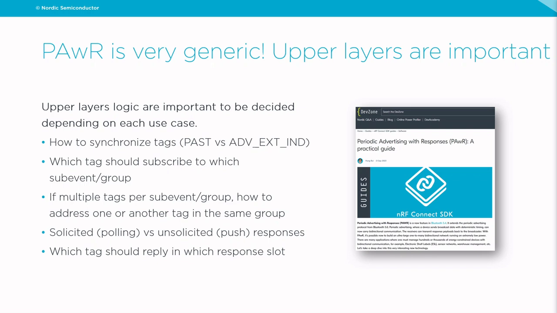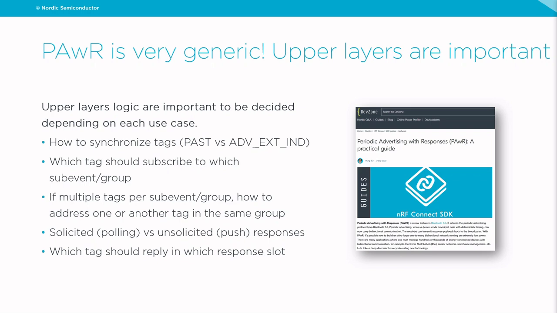You need to decide which tag should subscribe to which sub-event. You need to find a logic on how to address tags within the same sub-event. That means that if you send multiple commands to different tags within the same sync packet, tags need to understand which command is for which tag. You also need to decide how responses should work. Can a tag send an unsolicited response on a pre-assigned slot, or does it always need to wait for a command from the access point? And so how should this tag decide in which response slot to respond?